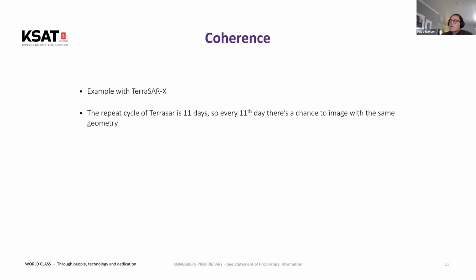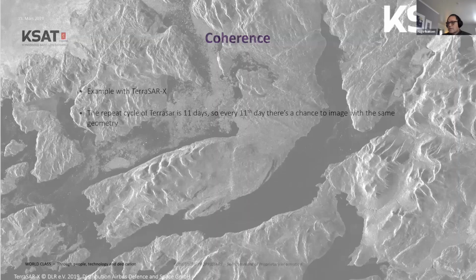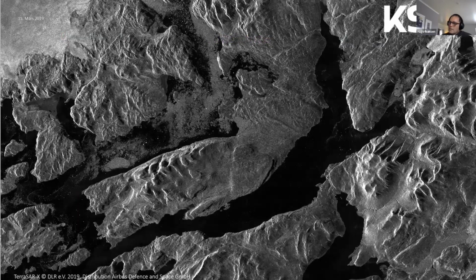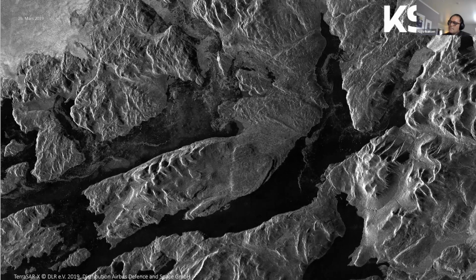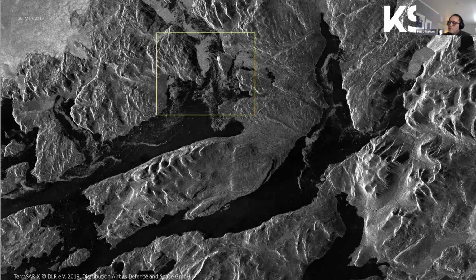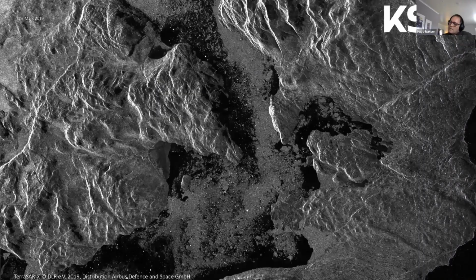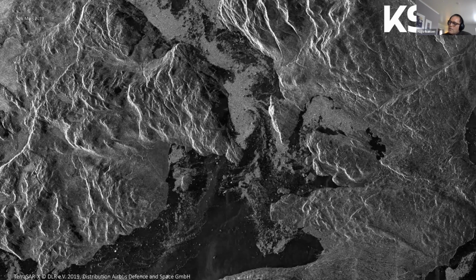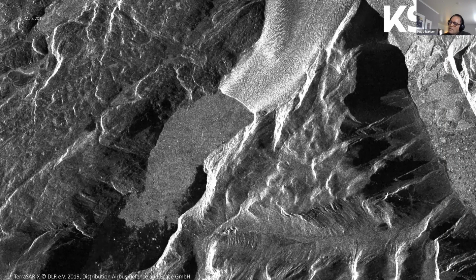Another example is coherence imaging, where you image from the same incidence angle and the same image geometry. So everything is constant except the moving parts, and we can easily see changes. This is from Greenland, where icebergs drift. The glaciers are calving and you see ice moving around here, like this.